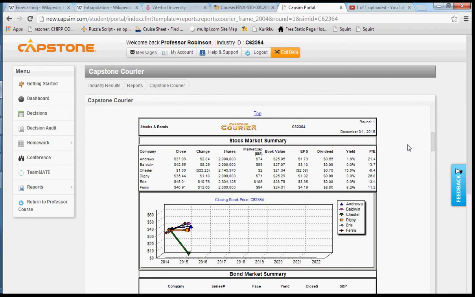And so here in the Courier, we're looking at the current stock market status of the competing companies in this simulation. There are a couple of key features here. It lists the closing price of the shares, the change in the price over the last competition round, the total value of the company, that's the market cap, the total value of the equity. The book value is the value of the assets according to the accounting.